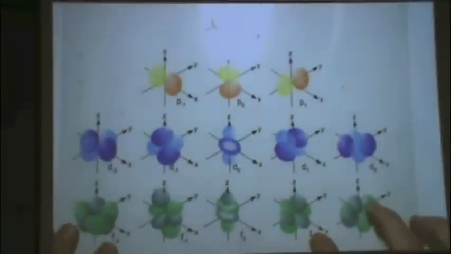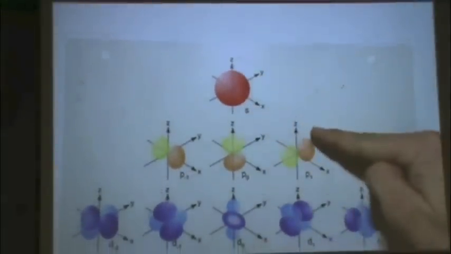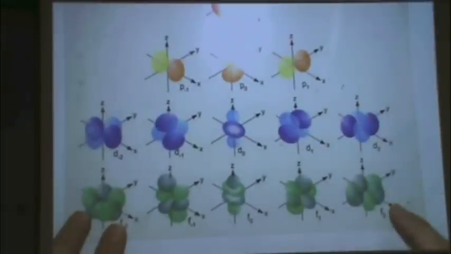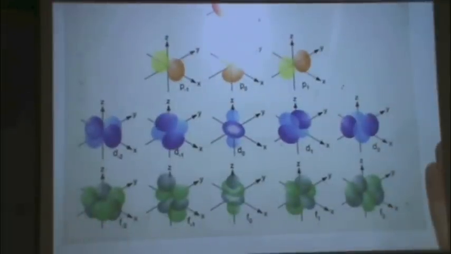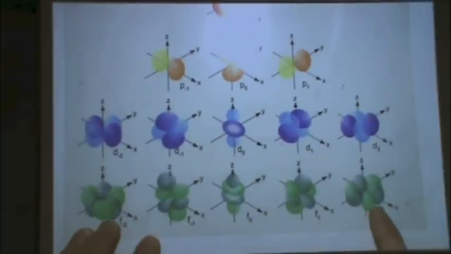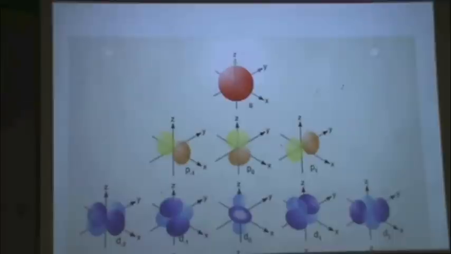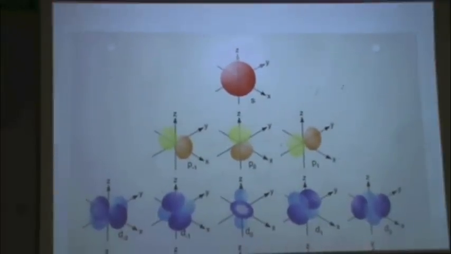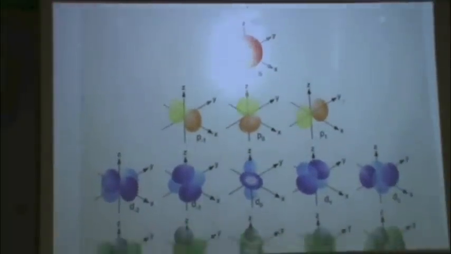And I'll move that because that's too scary. And here's just the overall picture. We've got the S, the P, the D, and the Fs. I didn't have enough space to print them all out, but here's 5 of the 7 Fs. Okay. So there's all the orbitals.